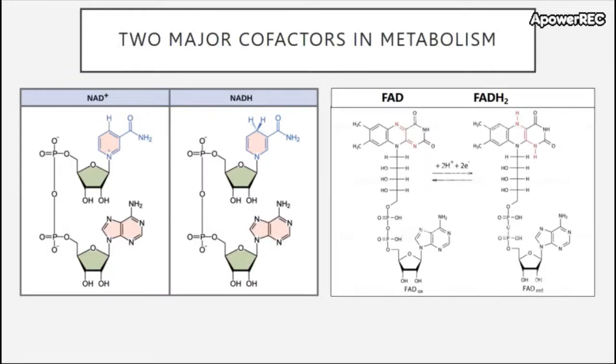They have complicated names like nicotinamide adenine dinucleotide or flavin adenine dinucleotide, but for the purposes of this class, we can just refer to them as NAD or NADH and FAD and FADH2. You don't have to memorize these chemical structures. I put them here just for your information and to help you memorize which state carries the electrons and which state does not.